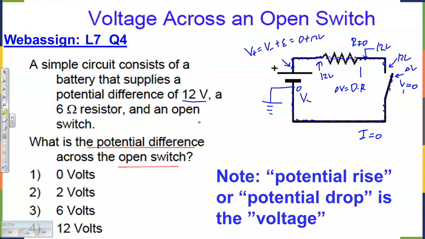But what do you think I should see if I measure voltage across the closed switch right now? The switch is closed. The current is traveling through it. What do you expect to see? Zero. Because the switch has no resistance. It becomes a wire. So the current is not zero, but the resistance is zero. Current times zero, zero.